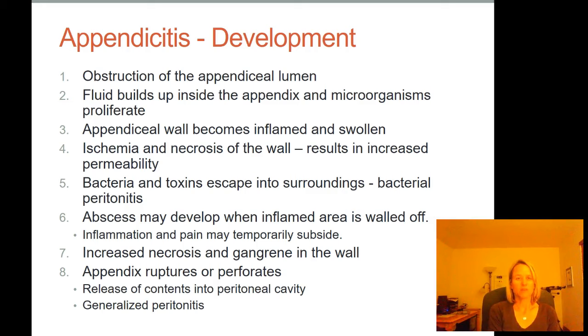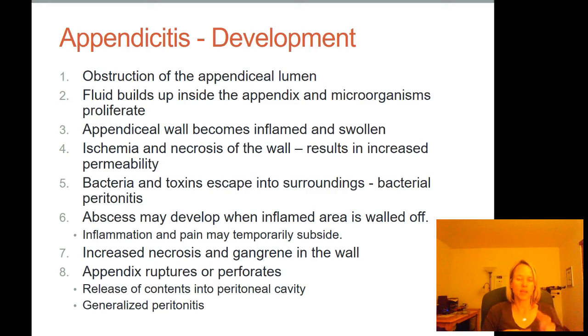So how does it develop? We start with obstruction of the appendiceal lumen. Fluid builds up inside the appendix, and this allows microorganisms to proliferate. This causes the appendix wall to become inflamed and swollen. This moves to ischemia and necrosis of the wall, which is going to cause an inflammatory response with increased permeability. Bacteria and toxins can then escape into the surroundings, leading to bacterial peritonitis.